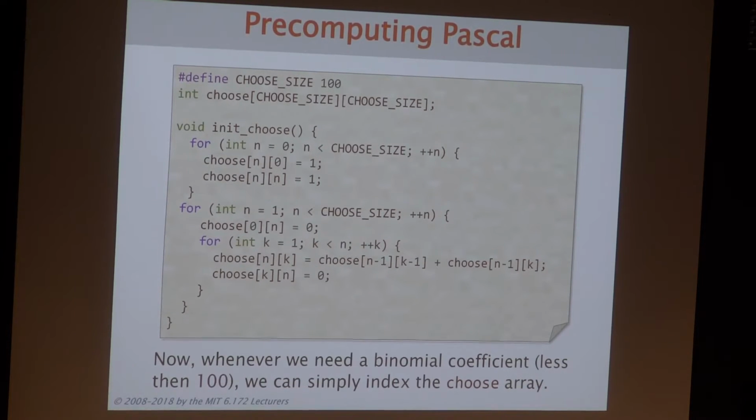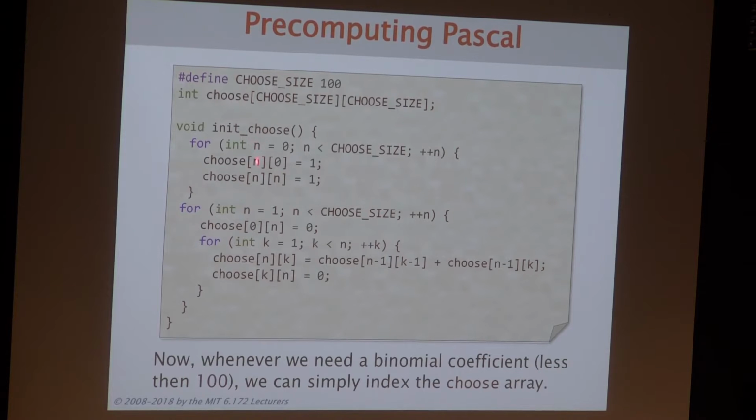So here's some C code for pre-computing Pascal's triangle. Let's say we only wanted coefficients up to a choose size of 100. So we initialize a matrix of 100 by 100, and then we call this init_choose function.